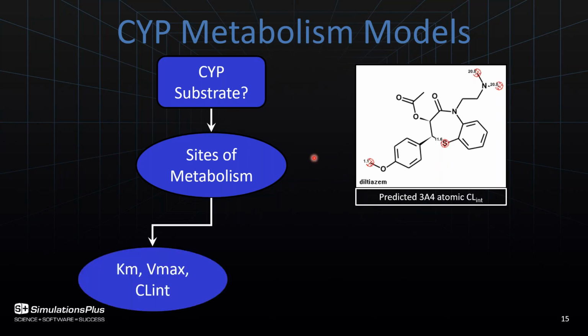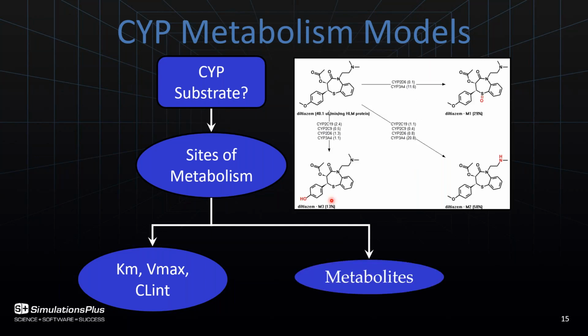Once we've identified those, then we also predict the clearance, Km and Vmax for each one of the atoms that are sites of metabolism and also a substrate. And so again, we would have predictions for the other three isoforms. And then finally, putting this all together, you can take the structure and then generate the sites of metabolism, and then we depict the metabolite.